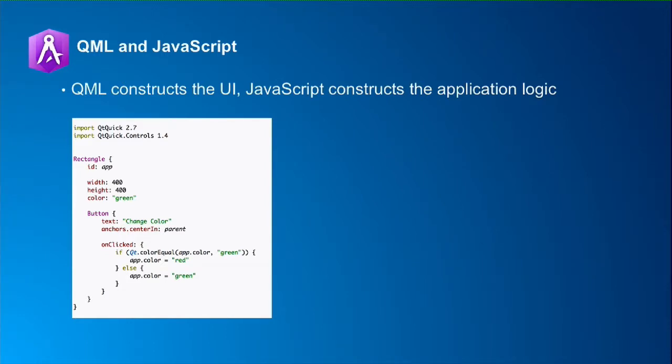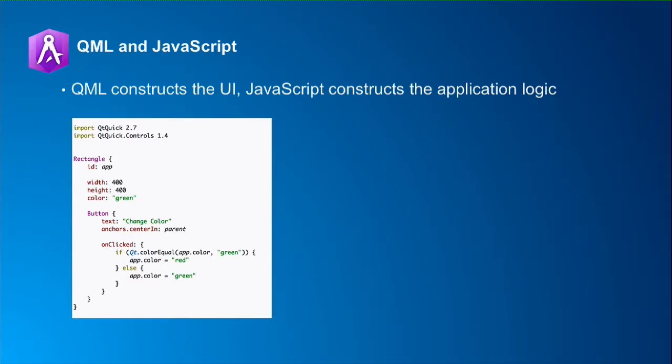You can see that it has an import. Also, if you're a C# or JSP, Java Server Pages, developer, QML is basically like XAML and also the JSP part. We import Qt Quick and Qt Controls so that we can use the libraries provided by the Qt company. We specify that we want a rectangle with an ID of app that has a width of 400 and a height of 400. It has a background color of green, and inside the rectangle, it has a button that says change color.